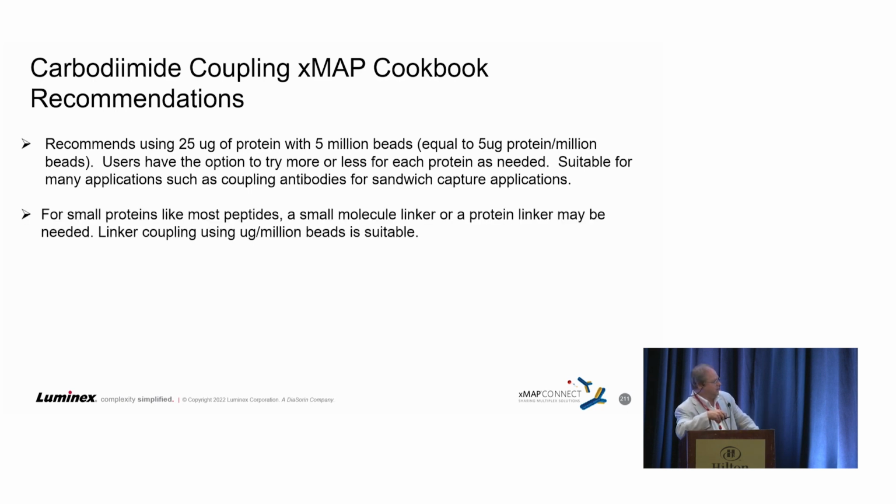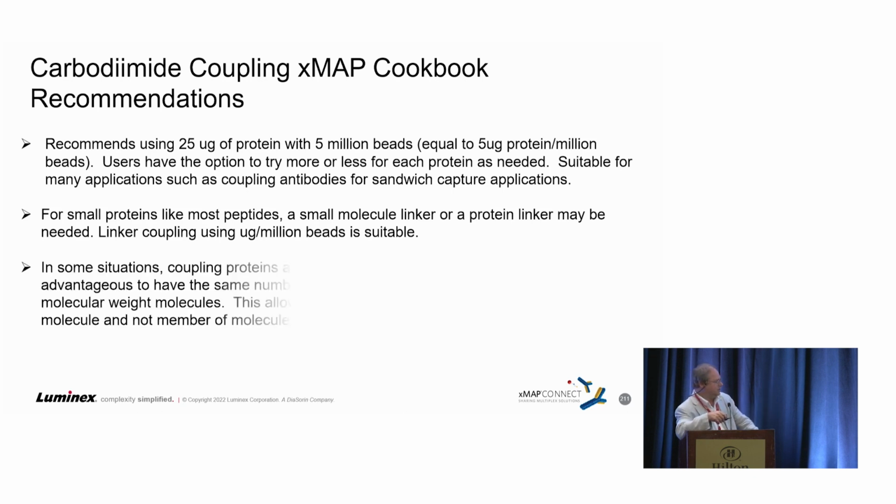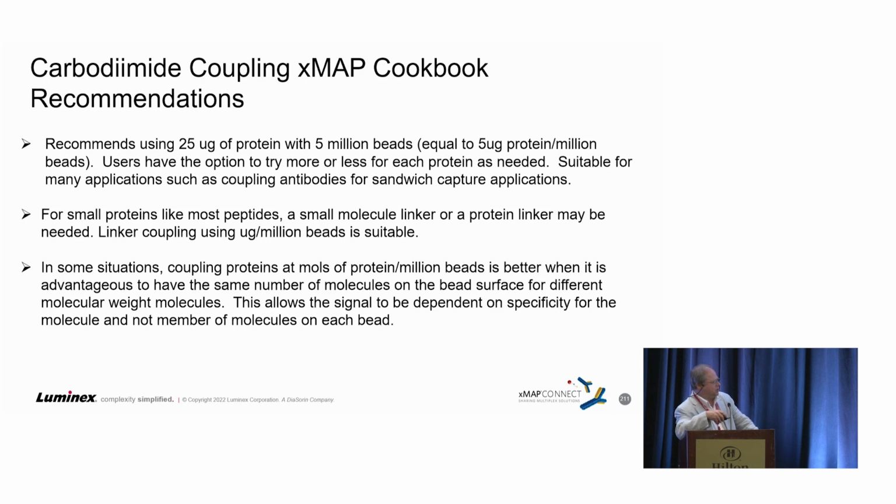For smaller proteins like peptides, though, you might need a molecular linker of some type, whether it's another protein or another, smaller linker molecule. And you can still couple those at micrograms per million if you want to get these other molecules onto the beads. But there are some situations where you're coupling proteins and you might want to do it at moles of protein per million beads. This can be better when it's advantageous to have the same number of molecules on the bead surface if you're coupling proteins of different molecular weights.